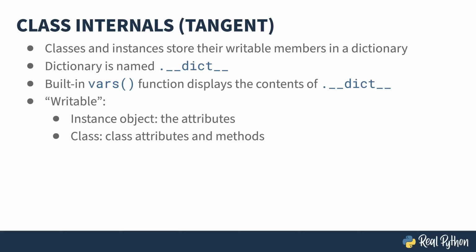Well, if you look at the writable things on a class, that includes the methods as well as any class attributes. For the purpose of the mixin I'm about to show you, the important thing you have to remember is that dunder dict contains the attributes of an object. There's an exception to all this, but I'll leave that to a later lesson.